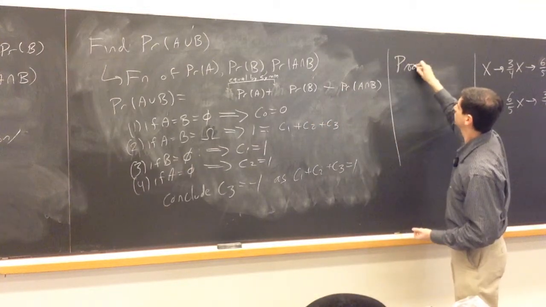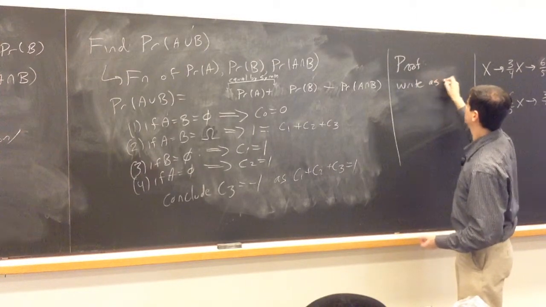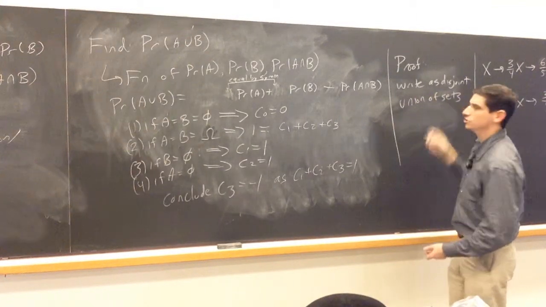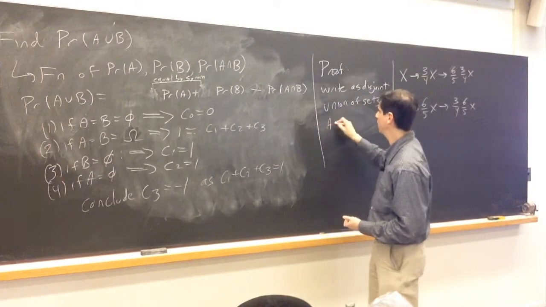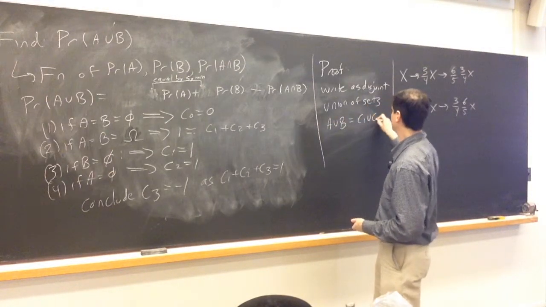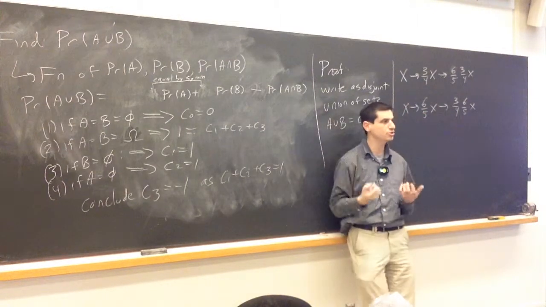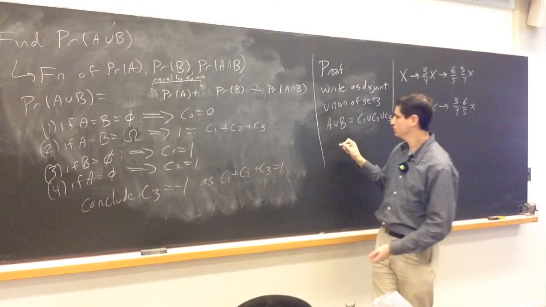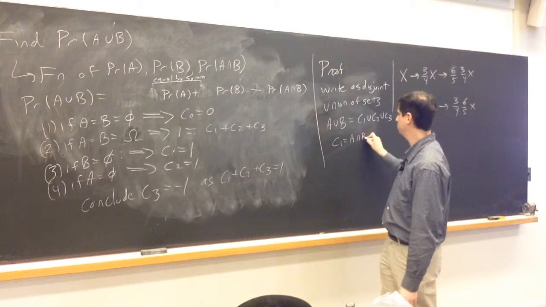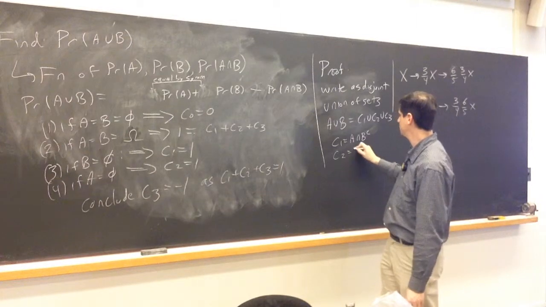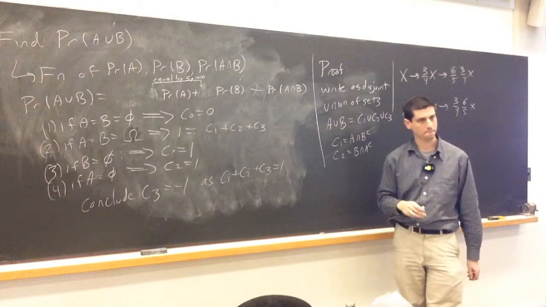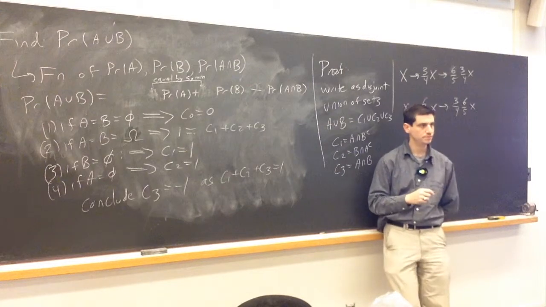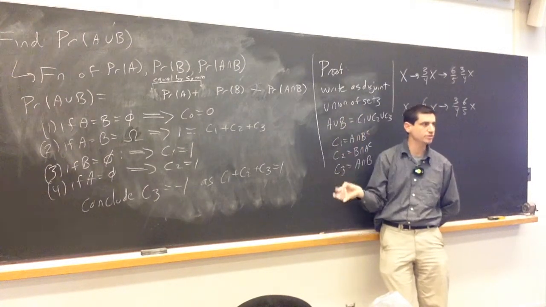So the proof is to write it as a disjoint union of sets. So you're going to write A union B as disjoint sets. So we can write A union B as C1 union C2 union C3. And the book goes through in detail how you would do that. And so what you can do is C1 could be all the things in A that aren't in B. So I think C1 is A intersect B complement. C2, I think, is B intersect A complement. And then C3 is A intersect B. And so the details are in the book.